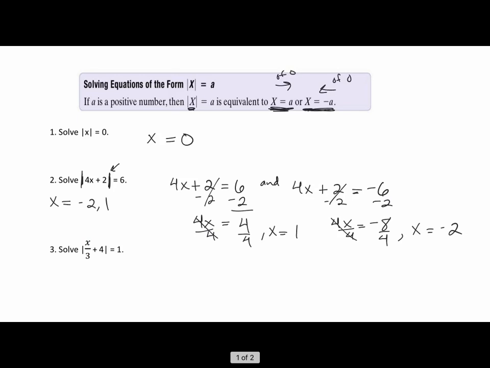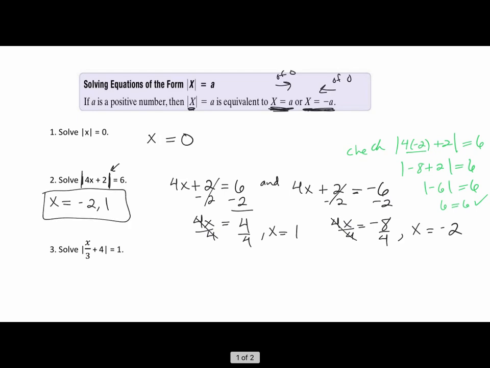If you want to check that, to make sure that that's true, then the absolute value of 4 times negative 2 plus 2 should be 6 units. So 4 times negative 2 is negative 8, plus 2. And negative 8 plus 2 is negative 6. So the absolute value of negative 6 is 6, and that's true. So it'll be true for both of those solutions. You can double check if you want to make sure.